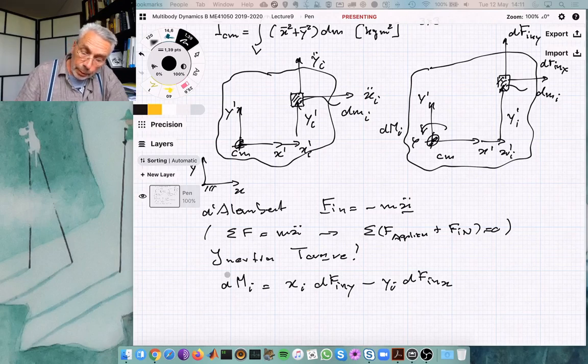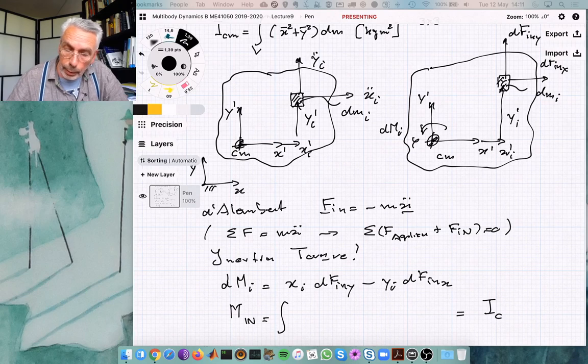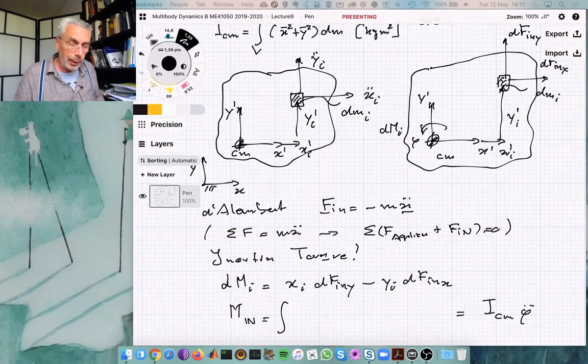Okay, and if we want to know the whole inertia torque, then that is the sum, of course, of all this stuff. And that of course is then finally our expression for this I cm times phi double dot, right? So that's what we are seeking.